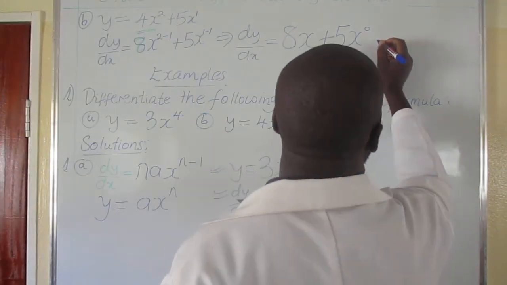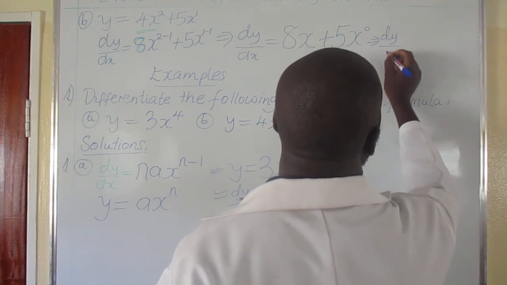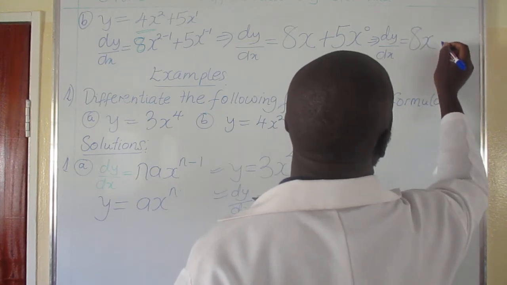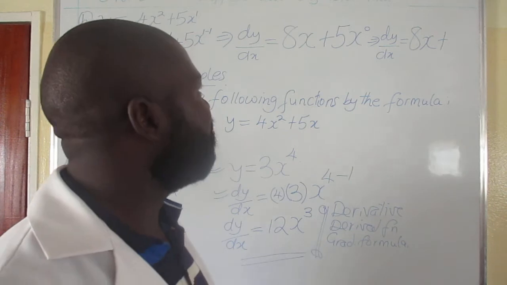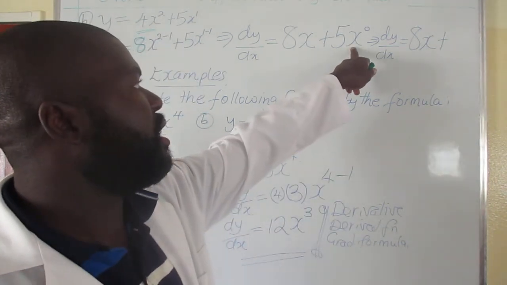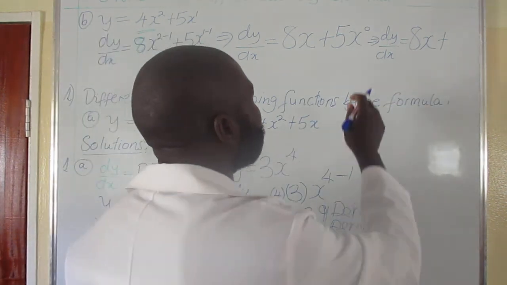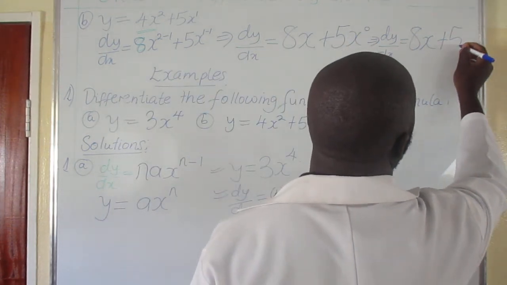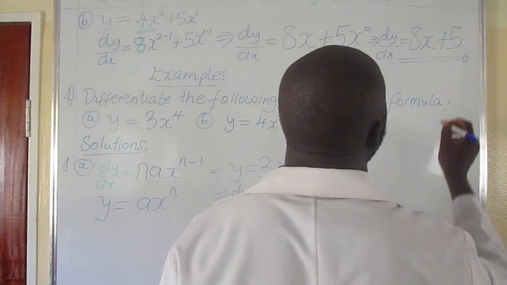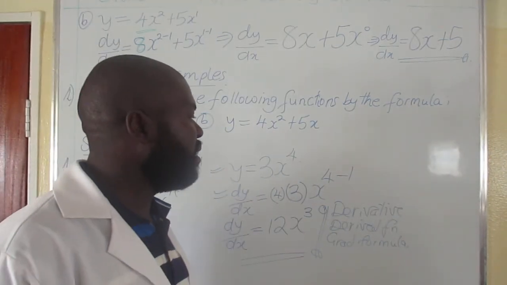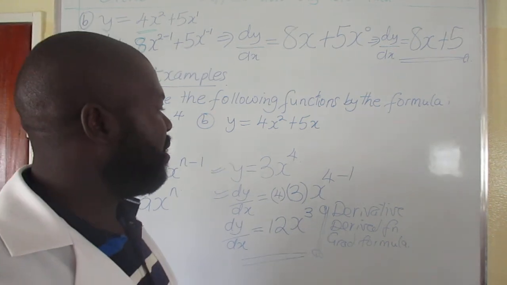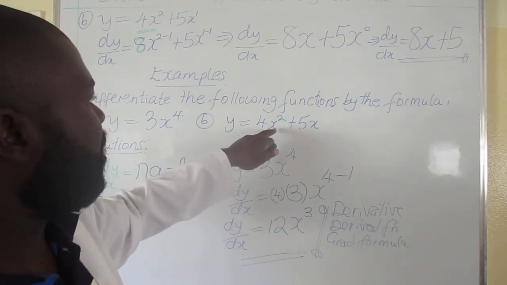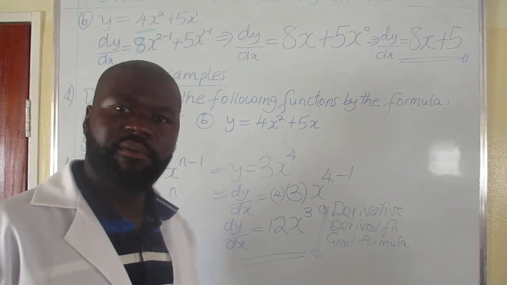So finally, our dy dx will be given by 8x plus, you remember that law of indices which says any number which has a power 0 is equal to 1. So here in place of x power 0 we have 1. So we say 1 times 5 we get 5. So basically this is our derived function, or the gradient function, or the derivative of y is equal to 4x squared plus 5x. Thank you very much for your attention.